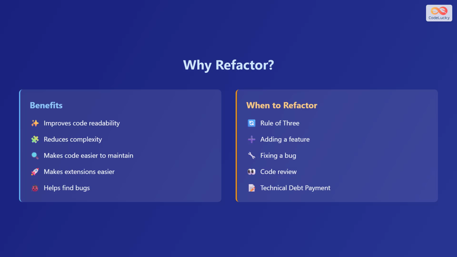When should you refactor? A good rule of thumb is the rule of 3, which means that after you've implemented a similar piece of code for the third time, it's time to refactor. Refactor when you are adding a feature, fixing a bug during code review, and when you have to pay technical debt.